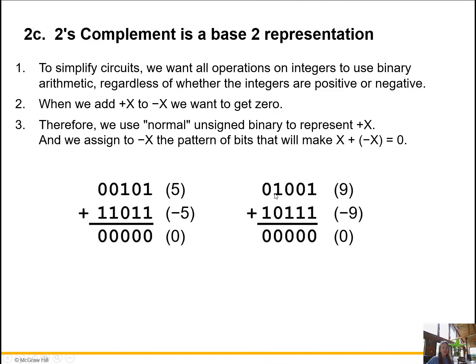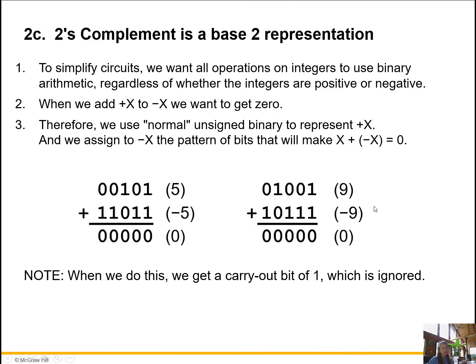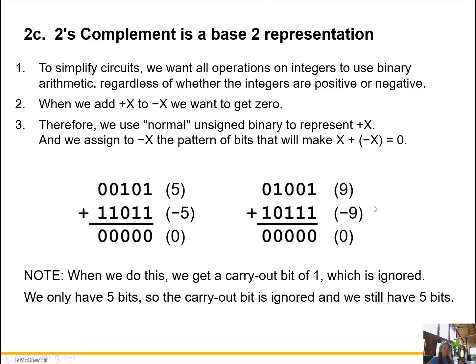And if I have a positive 9, and here's a 2's complement negative 9, and I add it, I also get 0. So that makes me happy because my operations work. So we do get the carry bit. It will be ignored because it requires a whole other wire.